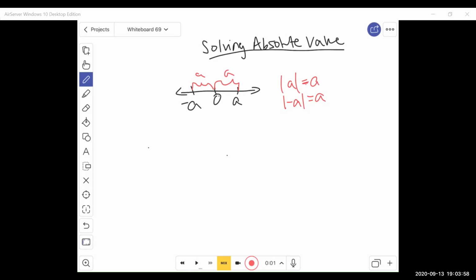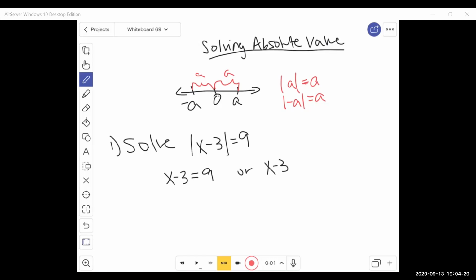So what does that look like? Well, if I want to solve the equation absolute value of x minus 3 equals 9, with absolute value equations we have two options. My distance from 0, x minus 3, could be equaling 9 units to the right, or I could have my absolute value distance from 0 equaling negative 9. So when you have absolute value equations, you need to split into two equations.